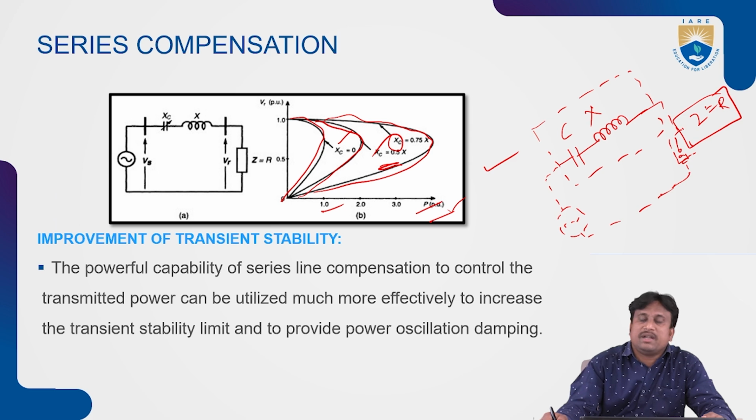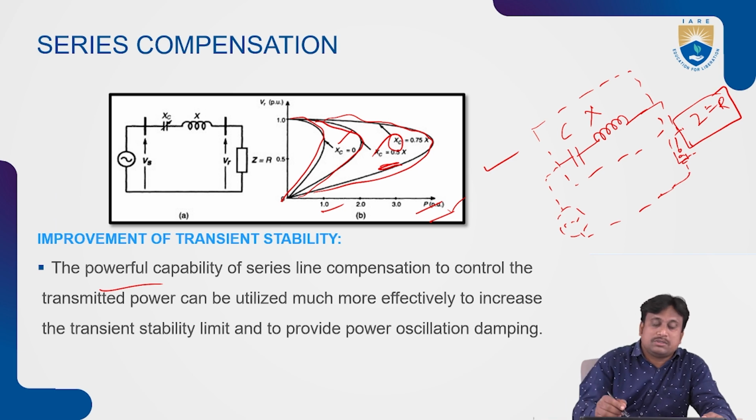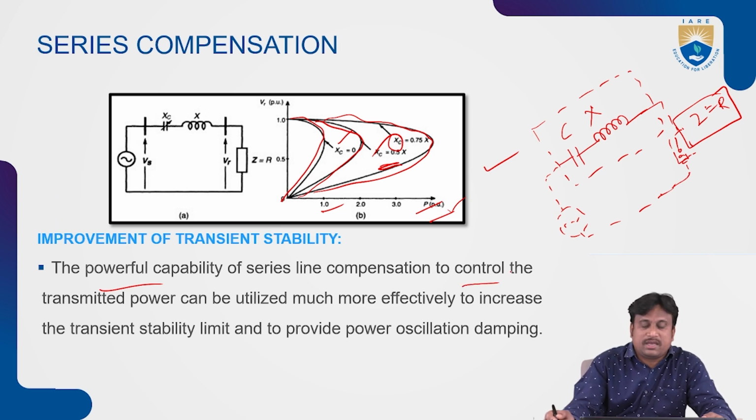So improvement of transient stability is considered. That is the powerful capability of the series line compensation. This is ready to control the transmitted power so that it can be utilized much more effectively. So this is to increase the transient stability limit and also to provide power oscillation damping. So when the oscillations are more in the line, there may be absorptions in the system which may collapse the entire line.